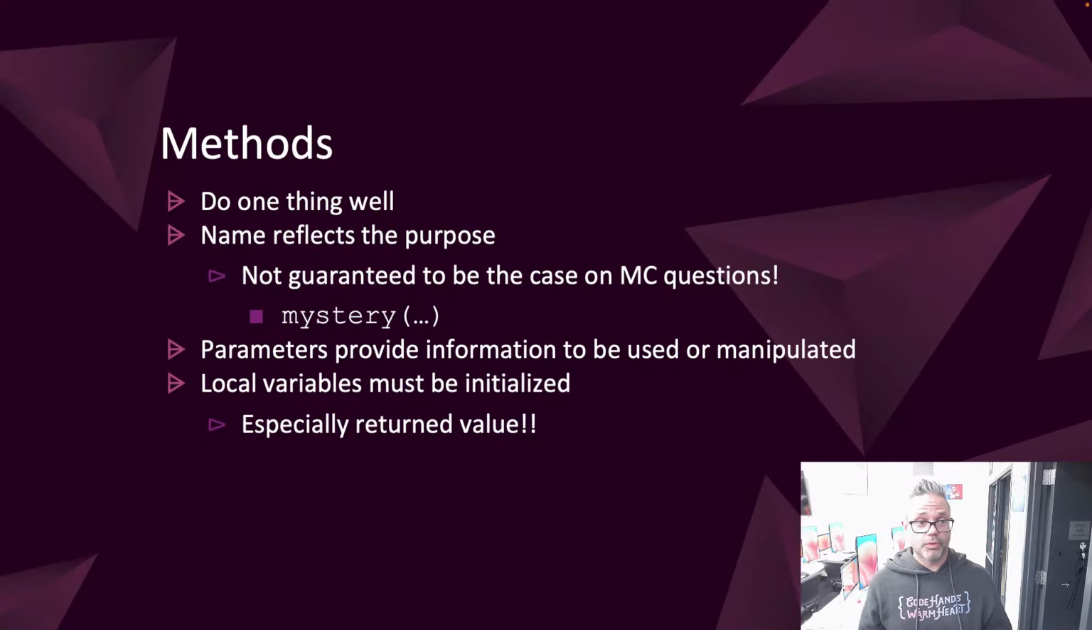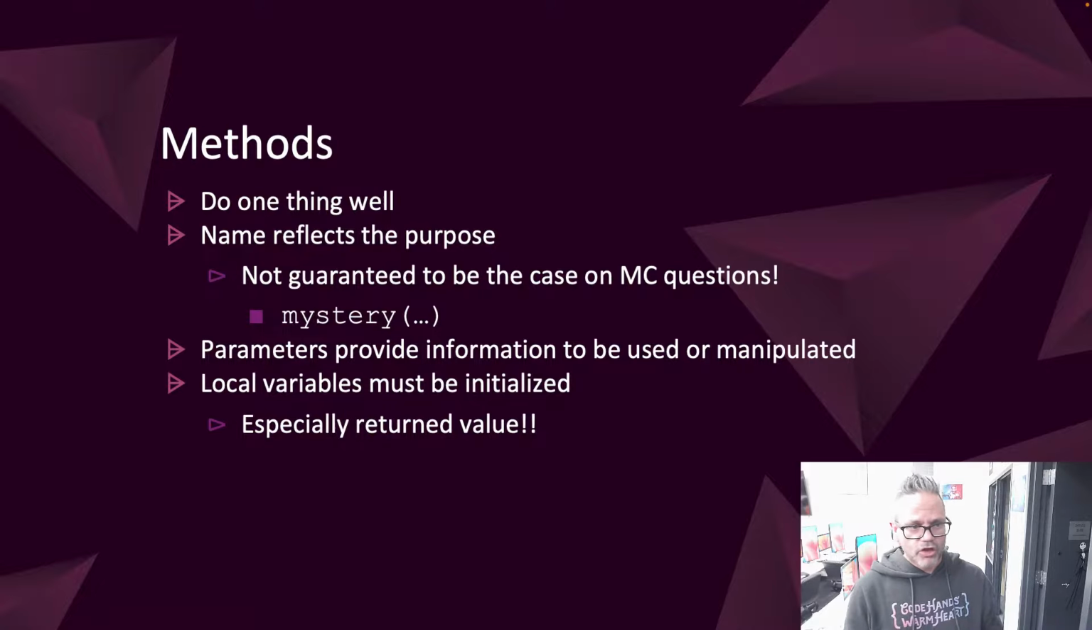Methods are the next thing we build when we're talking about objects. Methods are what we're doing to make actions inside that. They should do one thing well as a design purpose, so it's what it's supposed to do. The name should reflect the purpose of that method, what the action is supposed to be performing. Now that is not guaranteed to be the case, actually guaranteed to not be the case on our multiple choice questions. You'll get method names like mystery or doesSomething because they want you, the test taker, to figure out what's going on in that method by reading the code that's attached to it.